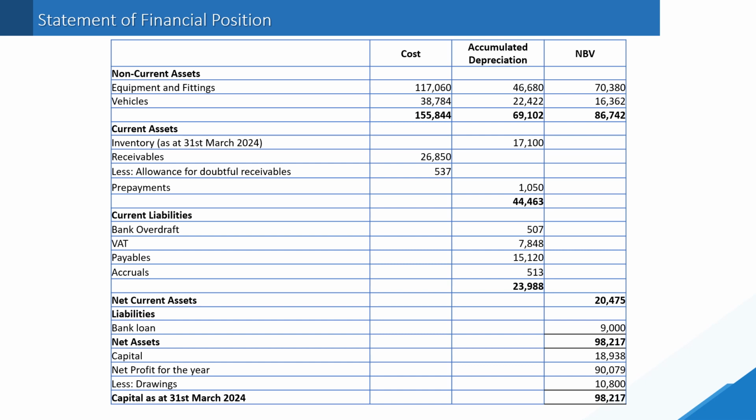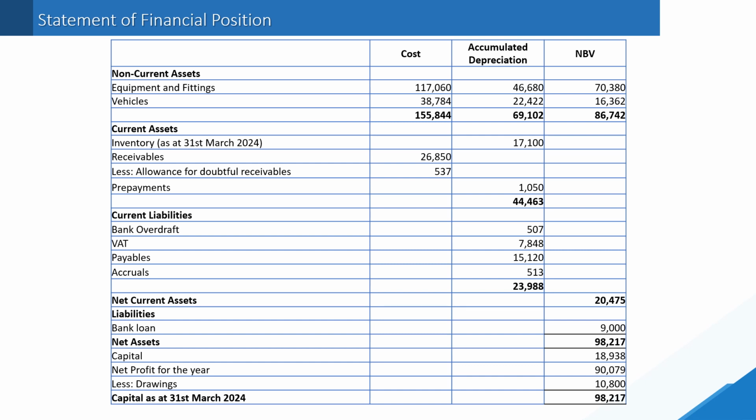The SFP is quite a popular statement with students because they can glean quite a lot of confidence that they've processed the majority of these transactions correctly if the net assets and the closing capital figure agree. And you can see in this example they certainly do. They agree on a figure of £98,217. That net asset figure ultimately is calculated by the net book value of my non-current assets. I add on my current assets, I take away my current liabilities, and I take away my non-current liabilities, and in this example that's a bank loan.